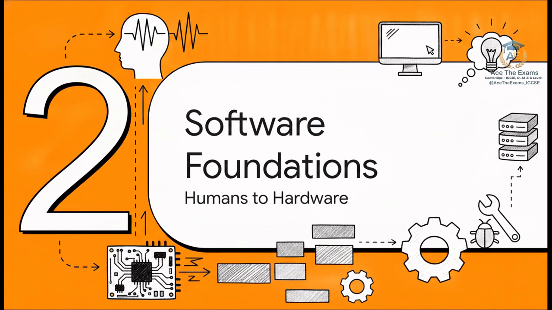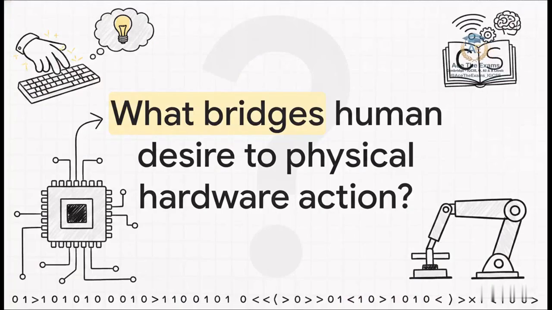Okay, section 2, software and system foundations. Or as I like to think of it, translating human thought to hardware. Let's dive in and see how human thought actually translates to hardware execution using specific scenario nouns. Because before we can even think about fixing our code, we need to understand the environment it lives in. Think about it for a second.